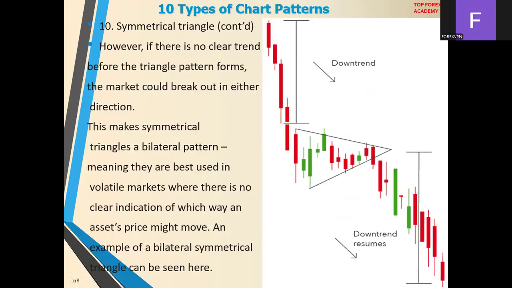However, if there is no clear trend before the triangular pattern forms, the market could break out in either direction. This means symmetrical triangles are bilateral patterns, best used in volatile markets where there is no clear direction of which way an asset might move. An example of a bilateral symmetrical triangle can be seen here, just like this.